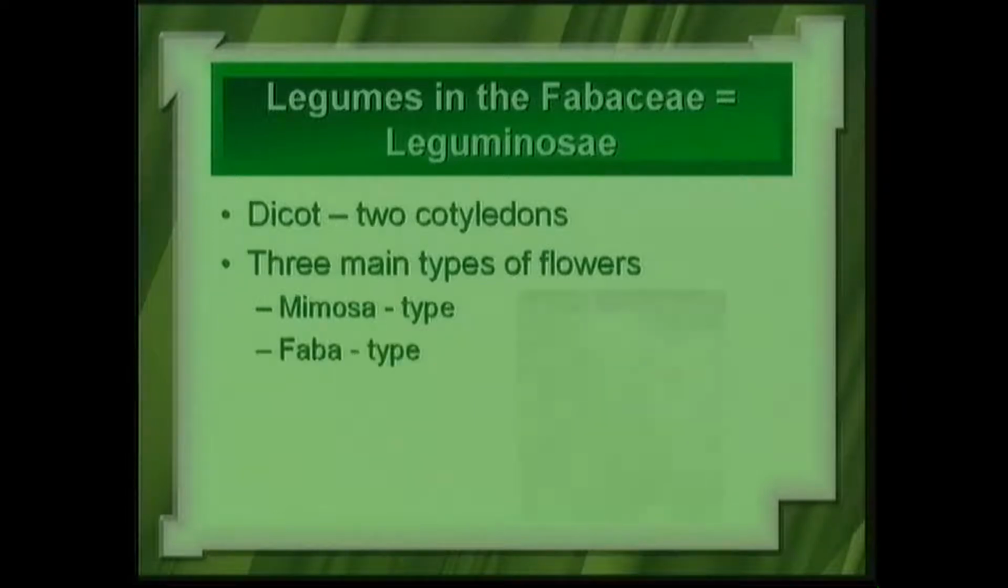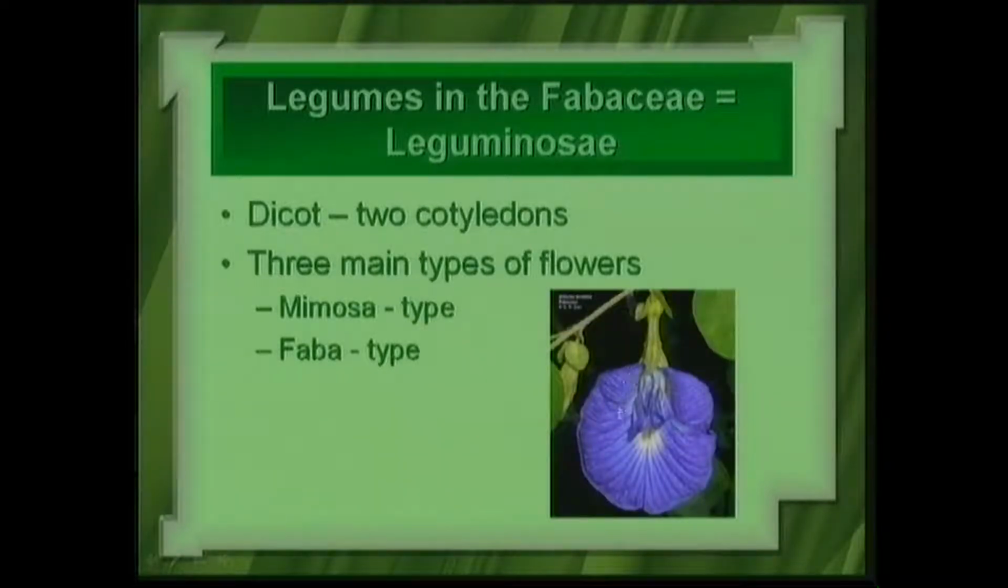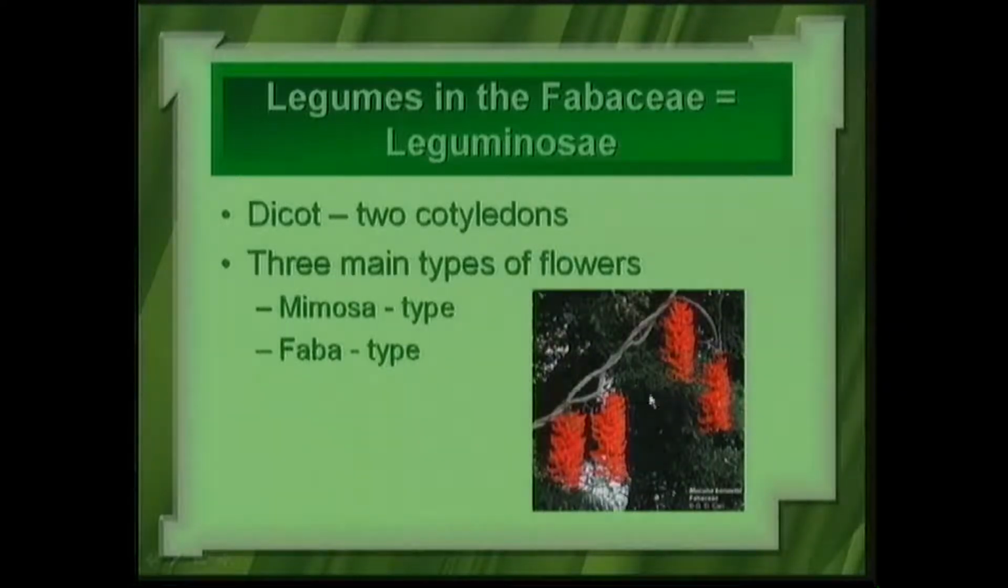Okay, we also have the faba type. Faba type of flowers. So this is like a characteristic type. It's kind of closed looking. All right, faba type. And here you have another, and this is butterfly pea. Okay, this is another different species, another different genus of this group. This is actually a very large family of flowering plants. Okay, and here's another example.